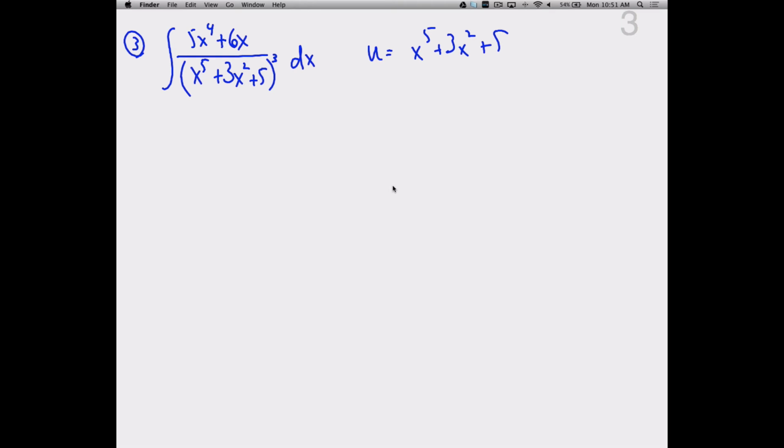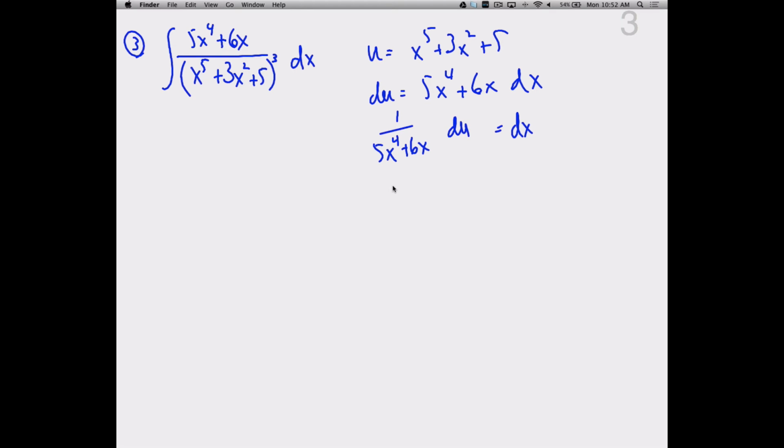One over U cubed du, or like du over U. Okay, I'm going to do the extra simplifying step because some of you are still a little confused. du is equal to 5x to the fourth plus 6x dx. Now, you should notice that, strangely enough, that derivative is also the numerator of the function that we're working with. There's a reason why that's there, so that when we solve for dx, we get 1 over 5x to the fourth plus 6x du.